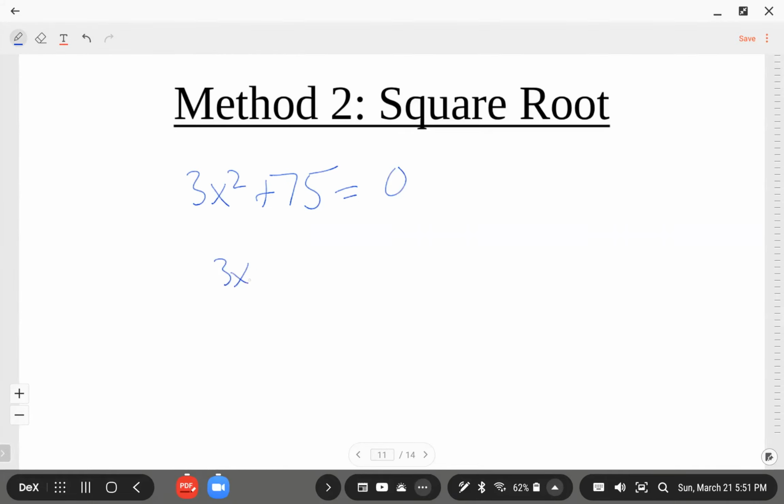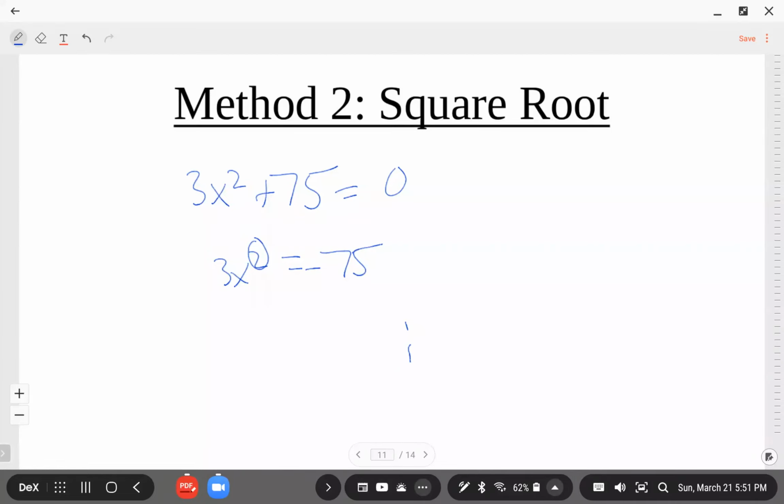Negative 75 on this side. And you see here, there's a square right here, and to get rid of that, you need to take a square root. You just take a square root of negative 25. That's not going to happen. You can't take a square root of a negative number. Well, it's going to be i, an imaginary number. You learn that in Algebra 2.